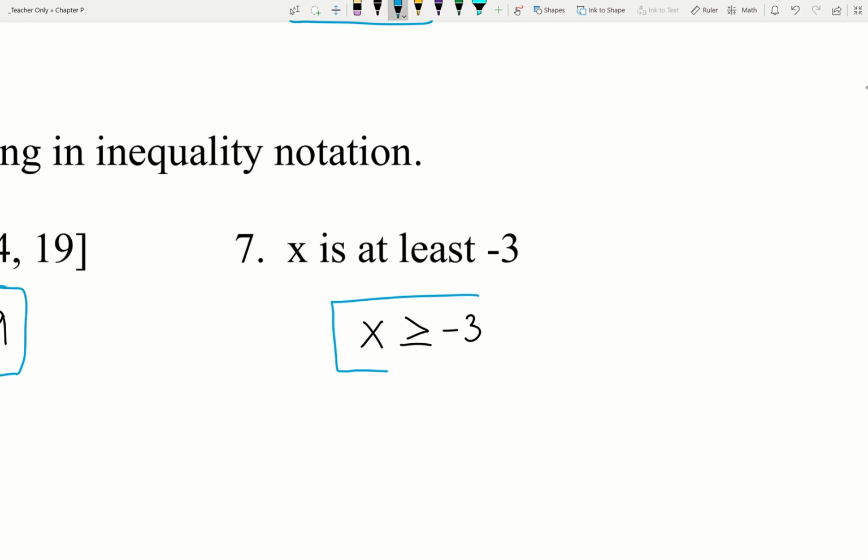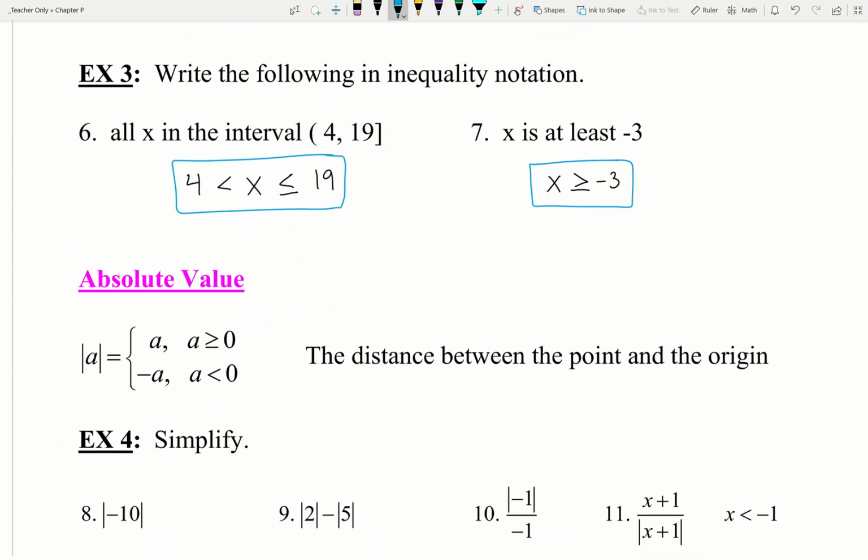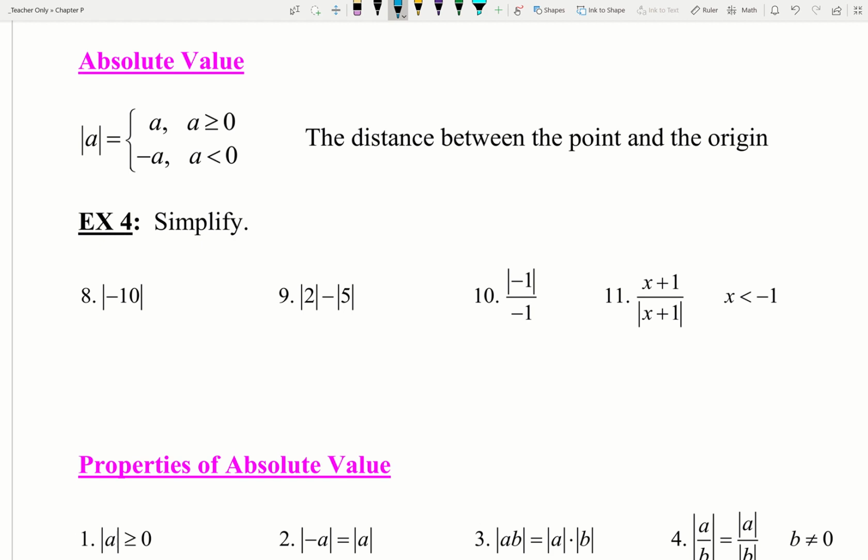If I am at least a number, then I'm either that number or I'm something more than that number. Okay, so really straightforward way to go ahead and apply those. And then the last topic that we're going to discuss here in these notes is this topic of absolute value, and then we'll talk about some of the properties and do some examples as far as that's concerned.